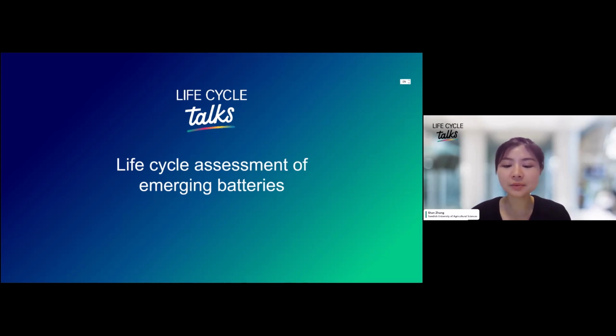Life cycle assessment provides a structured way to employ system thinking. With the fast-paced development of battery technology, I found it crucial and also exciting to analyze and understand the emerging batteries' environmental performance using life cycle assessment, which is why I chose to work on this topic.